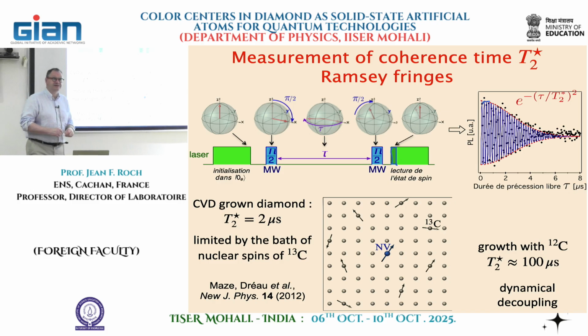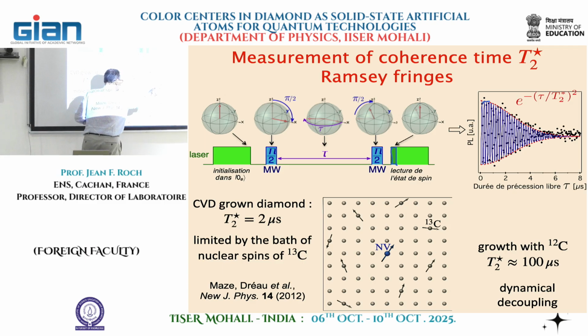Diamond consists of two natural isotopes: carbon-12, which exists at about 99% abundance and has no nuclear spin, so it has no influence. On the other hand, there's 1% of carbon-13 impurities, and those nuclear spins will have an influence on the NV centers and will create the T2 and the T2 star. This is discussed in a paper associated with the thesis of Anaïs Dréau 10 years ago.